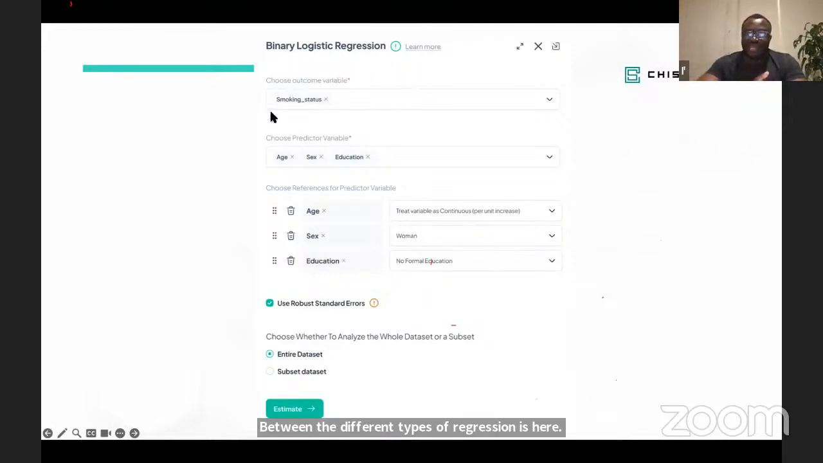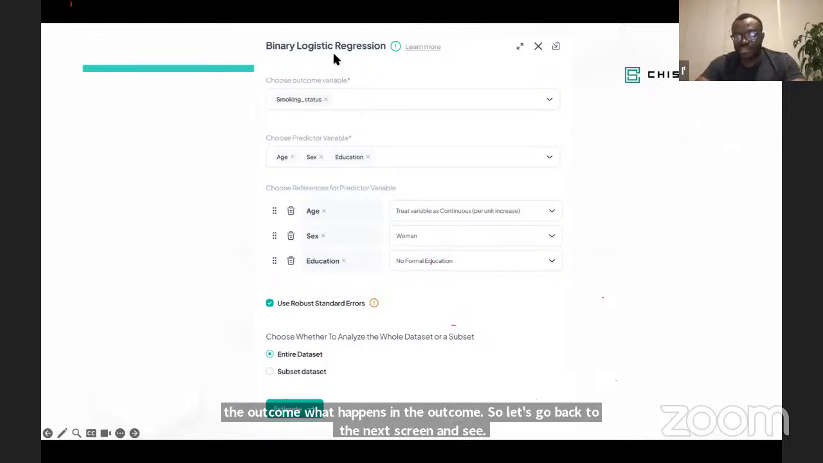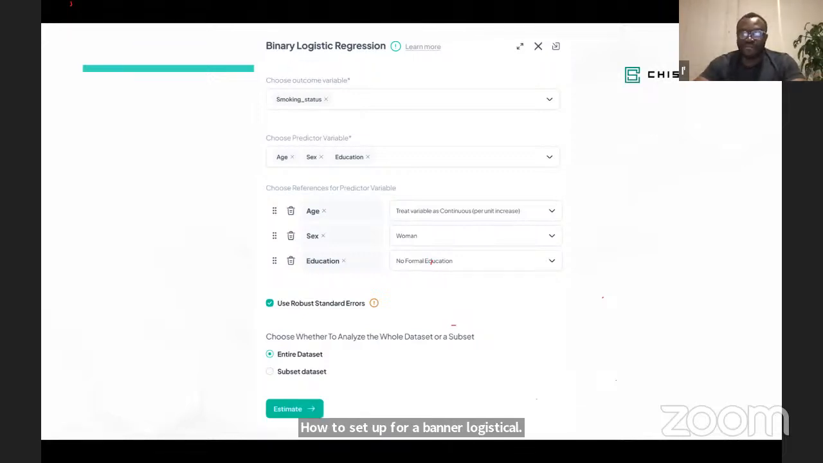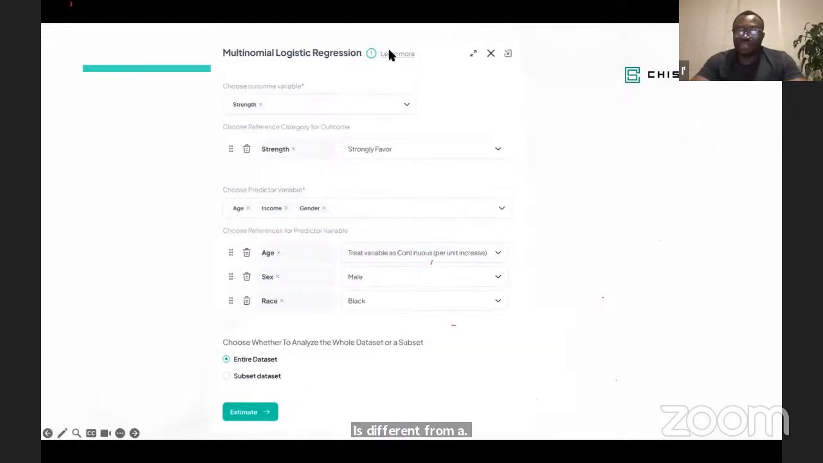So let's go over to the next screen and see how the setup for a binary logistic regression is different from a multinomial logistic regression. Now, this is multinomial. Like in binary, we select our outcome. Same thing as before. We also have to select the predictors. So there's no difference between what happens with the predictors here. We select the predictors and we select the reference groups for the predictors.